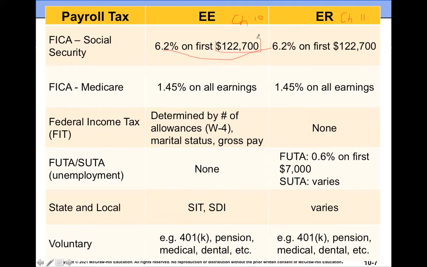So if you make $122,700 per year, one person, one employee, or less, everything is taxed. If you make money above this cap, whatever you make above this amount is not taxed. You do not pay Social Security. So it benefits really wealthy people.